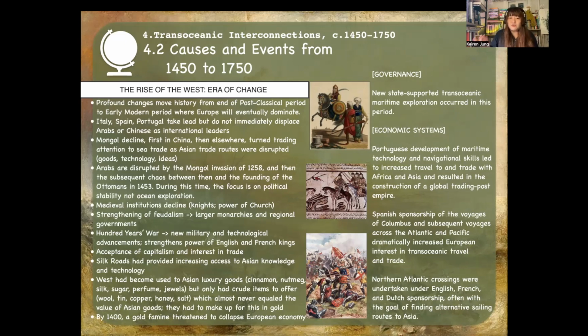There was an interest in trade, and the Silk Roads had provided increasing access to Asian knowledge and technology already. The West had become used to Asian luxury goods, but they didn't really have anything to offer, right? They wanted all that cinnamon. Remember, you would travel for years just to get a taste of that cinnamon, and you were hooked. You wanted more. You wanted trade, but you didn't have anything to give for it. You were like a junkie. You wanted that cinnamon. You wanted that nutmeg. You wanted that silk, sugar, perfume. You wanted those jewels, but you only had wool, tin, copper, honey, and salt.